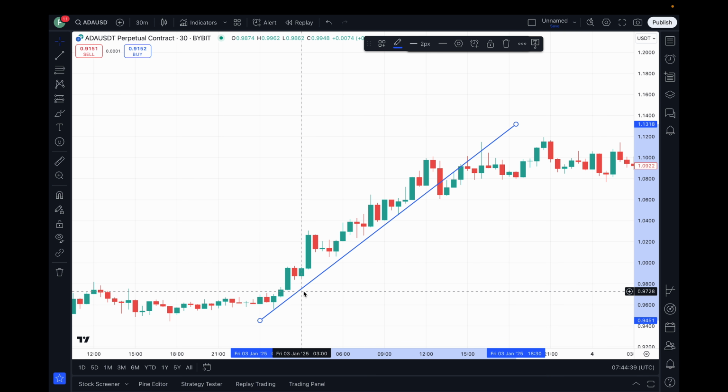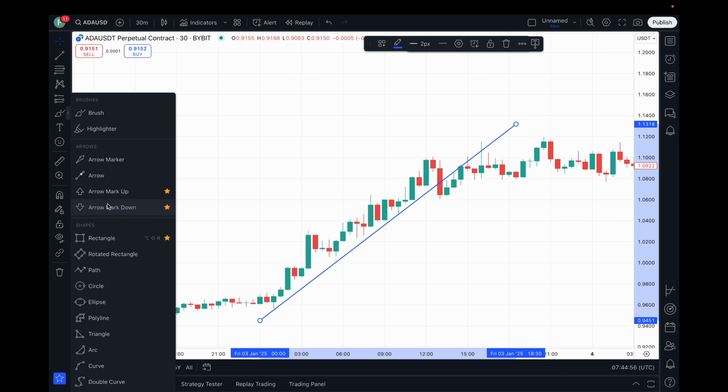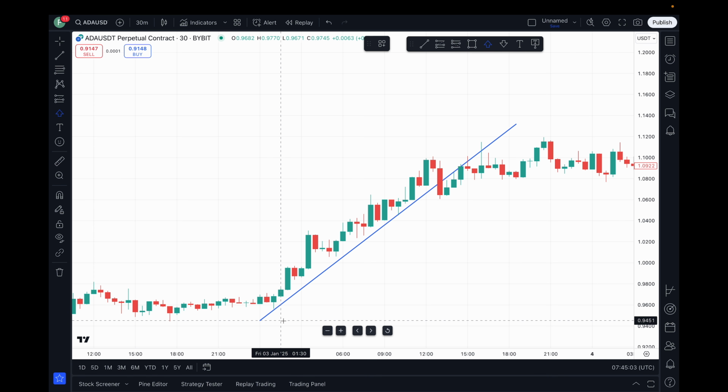Now, when you are drawing your uptrend line, make sure it is touching the bottom of at least 3 candlesticks. At least 3 candlesticks. So if you look at what I just drew, it is touching the bottom of this candlestick. This is one. Let me put my arrow. To put your arrow, come to where you have the brush, click the small arrow beside it, and you see where it says arrow mark up and arrow mark down. Let me pick this arrow mark up. So you can see this first one right here.